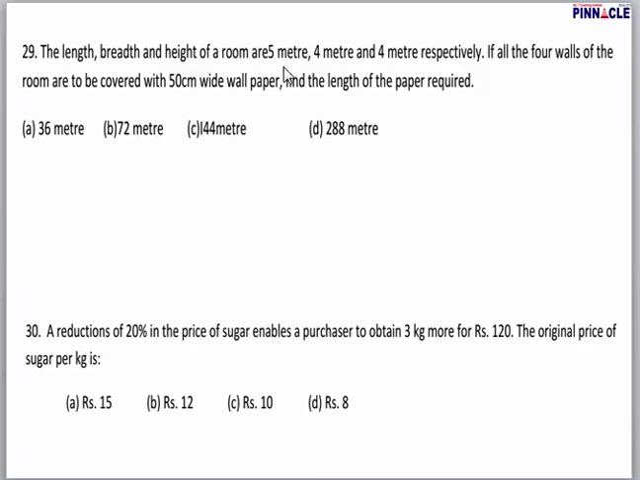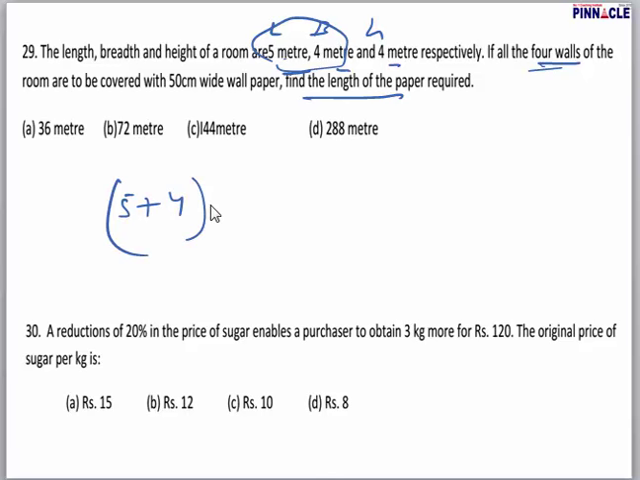Next question, question number 29. If the length, breadth and height of a room are 5 meter, 4 meter and 4 meter respectively, and all four walls of the room are to be covered with 50 centimeter wide wallpaper, only the four walls, not the roof or floor, find the length of the paper required. The surface area of the walls is perimeter into height, and the perimeter is 5 plus 4 into 2, and the height is 4.